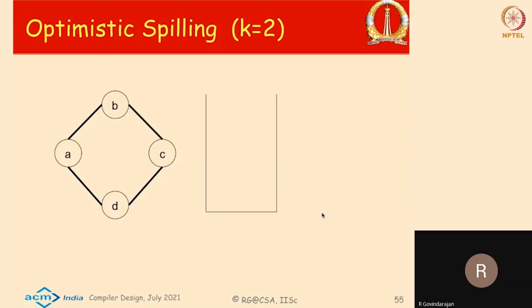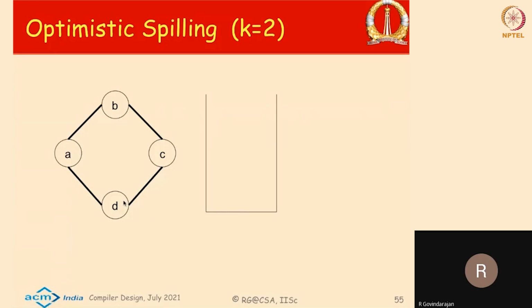For example, let's say I have this diamond graph, and let's say we want to color it using two colors. Every node interferes with two other nodes, and therefore you can't do any simplify in this graph. But can't this graph be colored using two colors? The answer is yes, it can be colored, because if I give one color to A, the same color to C, then the other color can be given to B and D. So for example, red, green is fine.